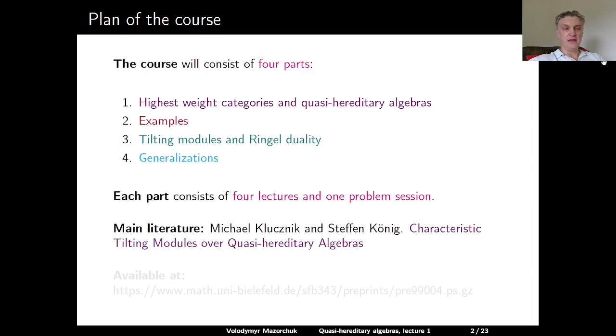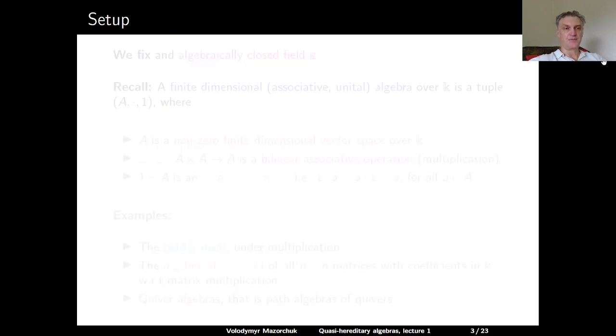And the main literature for this course is a write-up by Mikhail Kleshchev and Steffen König, which is called Characteristic Tilting Modules over Quasi-Hereditary Algebras. It can be downloaded from the preprint server of the Bielefeld University.